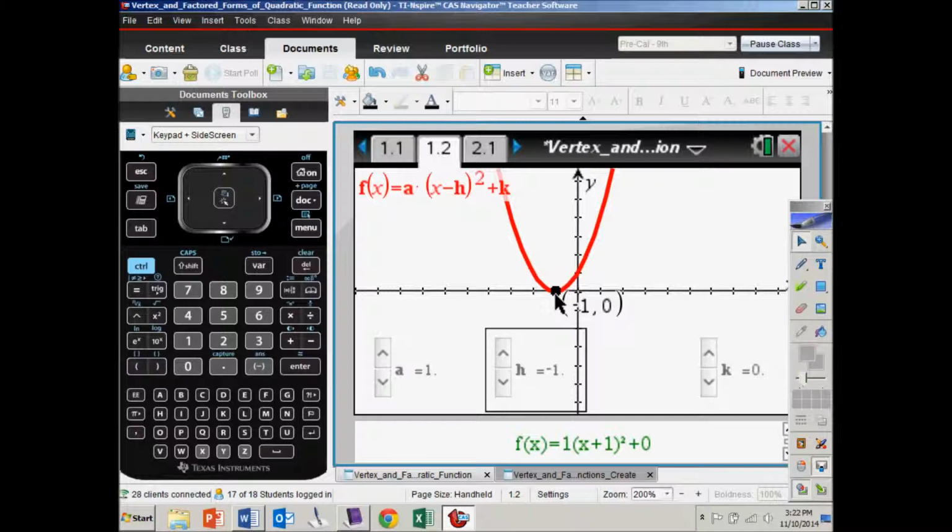Sometimes it'll be x plus h. Yes. And x plus h means that I was shifted to the left, whereas x minus h means I was shifted to the right.